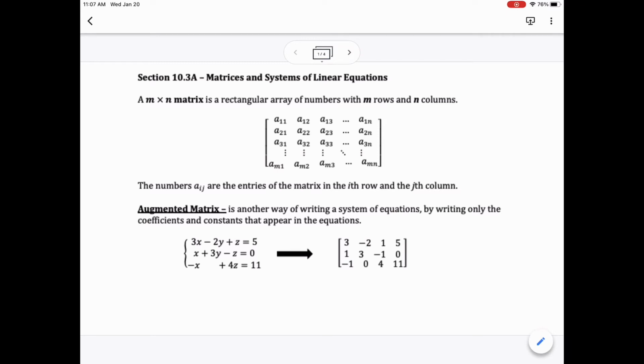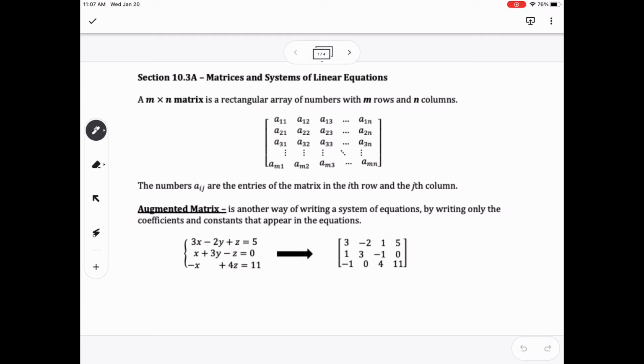In today's lesson, we're going to be talking about matrices and systems of linear equations. A matrix is a rectangular array of numbers with a certain number of rows and a certain number of columns. A specific entry is written as a sub ij, where i is the row and j is the column it's in.